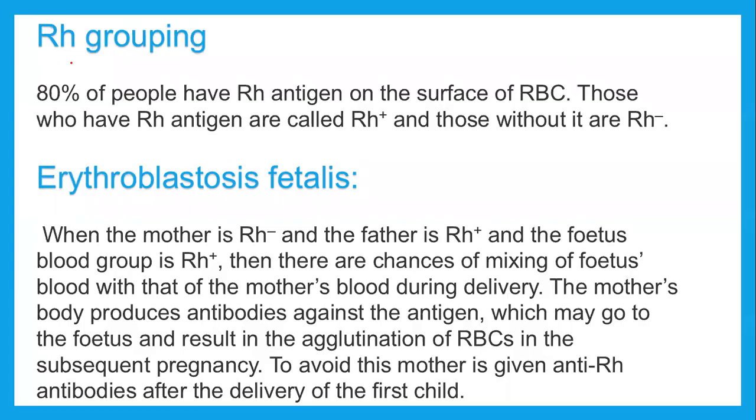Yes. RH blood grouping. Nearly 80% of the people have RH antigen on the surface of RBC. Those who have RH antigen are referred to as RH positive, and those without it are referred to as RH negative. Next, the most important condition of this chapter: erythroblastosis fetalis.